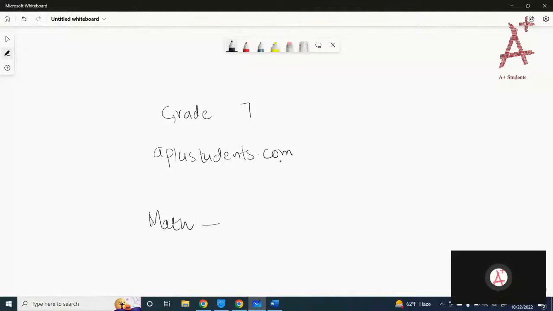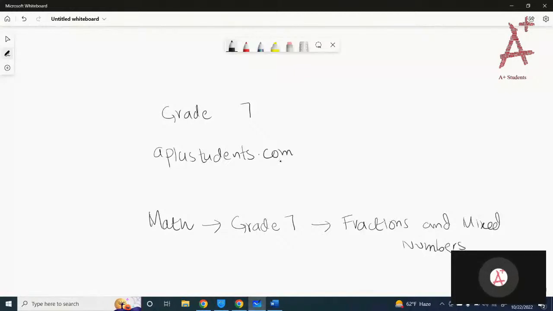Then you have to select math from the subject tab. Scroll down to grade 7 maths. Then we are going to start with chapter 5 today. Chapter name is fractions and mixed numbers. And the lesson we're going to start with is equivalent fractions, the very first lesson from the chapter.